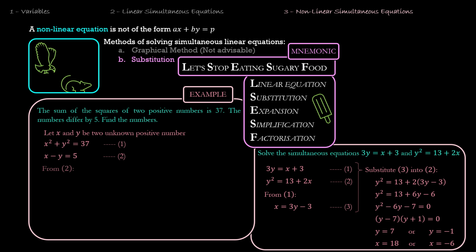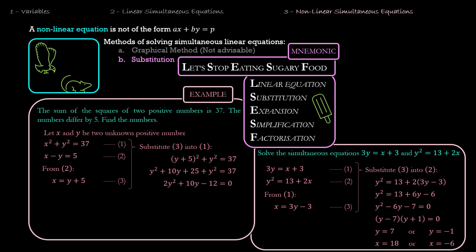As this is a linear equation, we can make x the subject and substitute it into the non-linear equation. We then proceed to expand and make the right-hand side to be 0. This will give us 2y squared plus 10y minus 12 to be equals to 0, which we can then simplify by dividing by 2. Then, by factorizing, we are left with y to be equals to negative 6 or y to be equals to 1. We reject the first answer as it is not positive, and using y to be equals to 1, we see that x is equals to 6, and those are our two positive values.